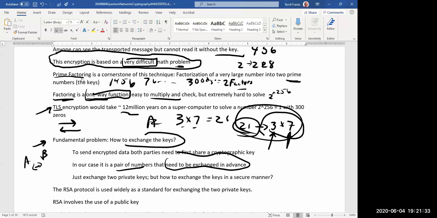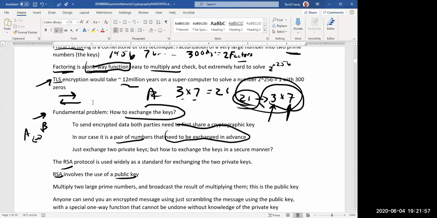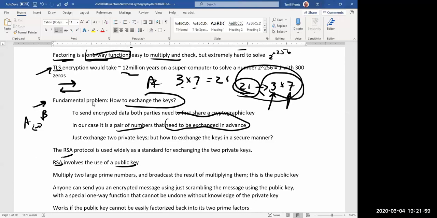And that's what the RSA protocol is used for. It's a widely used standard for the exchange of the two private keys. And RSA uses what's called a public key to help facilitate the exchange of these two keys. I'm not going to go into a lot of detail, but essentially think of it as something like the number 21 is actually public in this equation here.